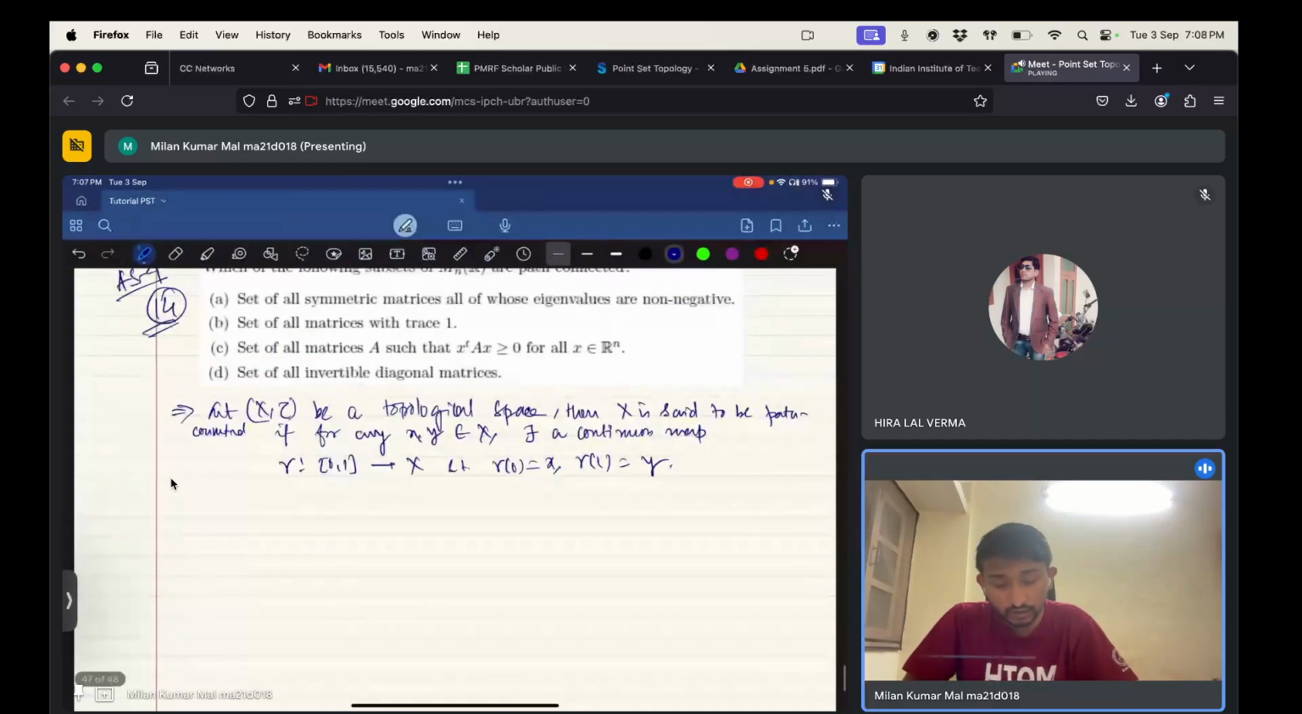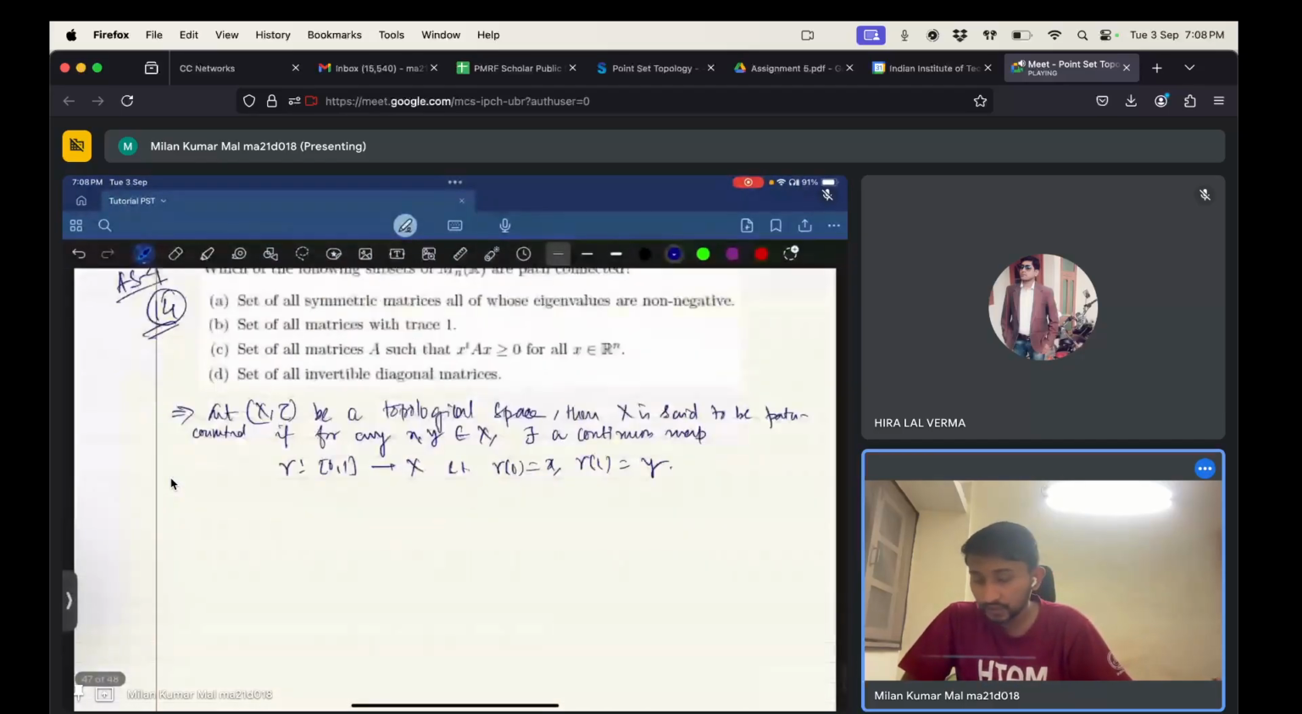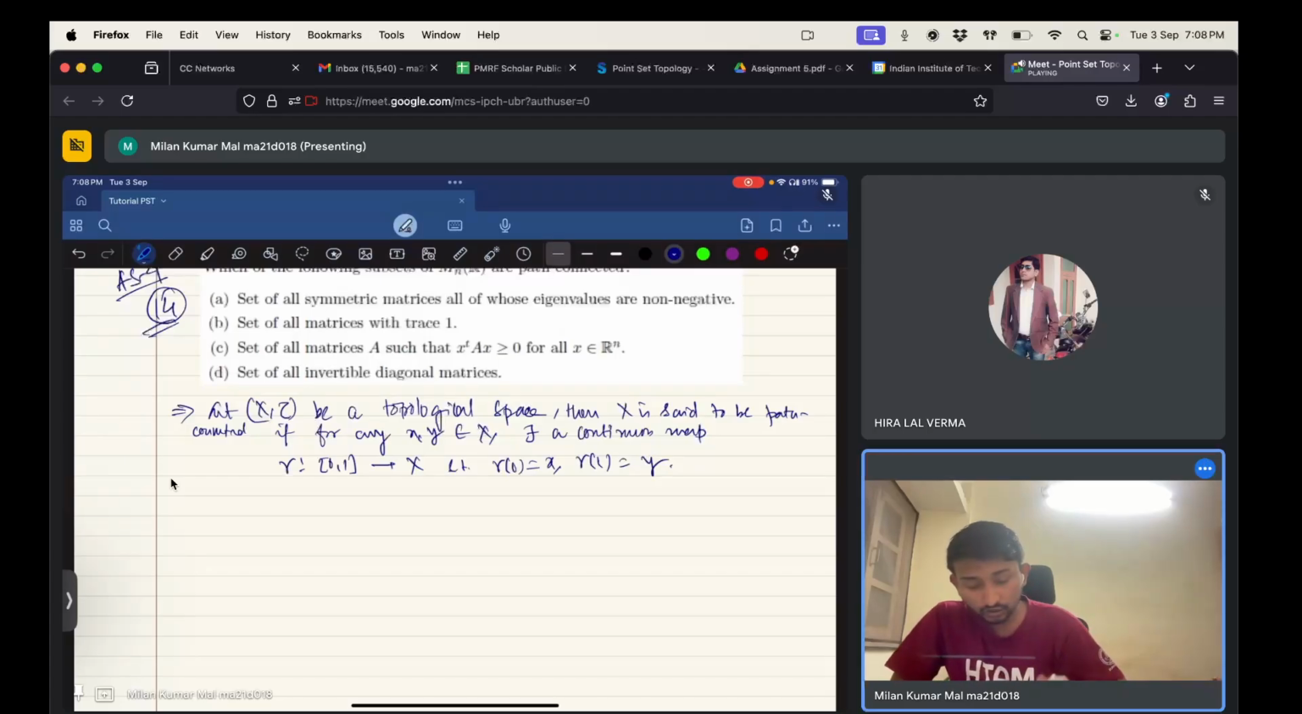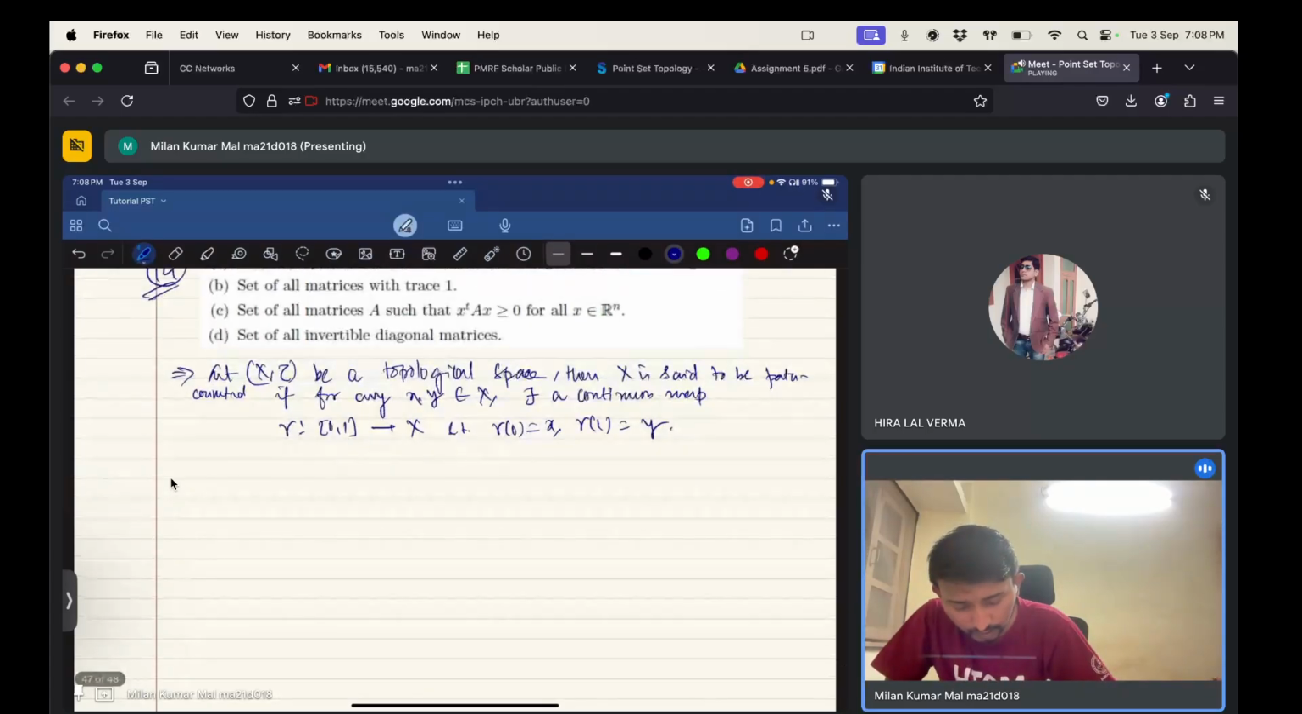And so what is the question? Which of the following sets are path connected? Here we will prove that options A, B, C will be path connected, but D is not path connected. So first let's consider option B. Option B says the set of all invertible diagonal matrices. Let X equal the set of all invertible diagonal matrices.